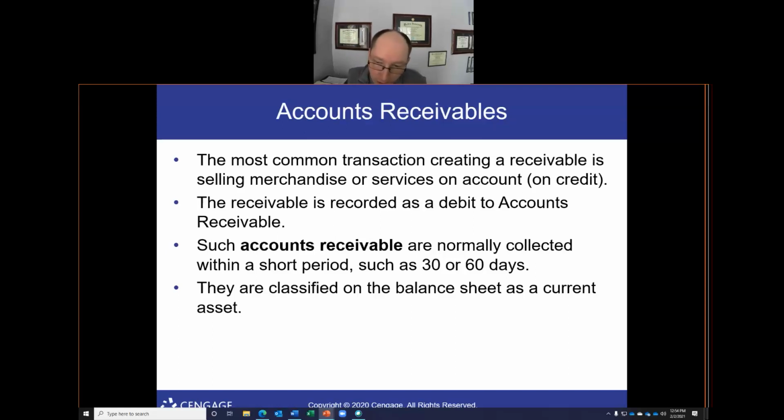Remember, accounts receivable is a temporary contra account, right? Contra account.